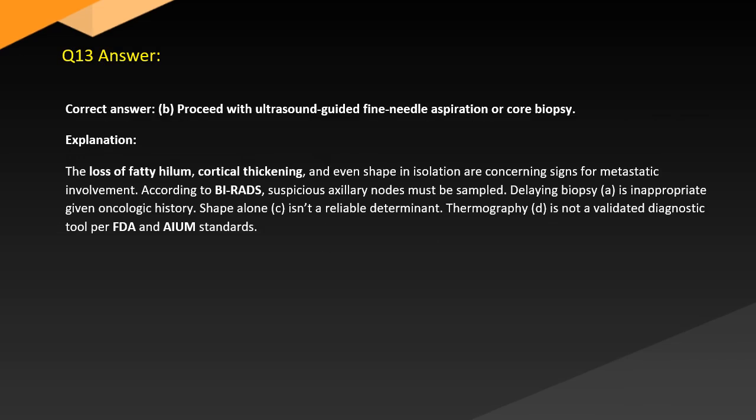Answer. Correct answer B. Proceed with ultrasound-guided fine needle aspiration or core biopsy. Explanation. The loss of fatty hilum, cortical thickening, and even shape in isolation are concerning signs for metastatic involvement. According to BI-RADS, suspicious axillary nodes must be sampled. Delaying biopsy, A, is inappropriate given oncologic history. Shape alone, C, isn't a reliable determinant. Thermography, D, is not a valid diagnostic tool per FDA and AIUM standards.